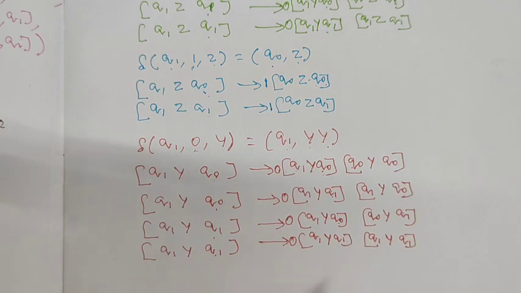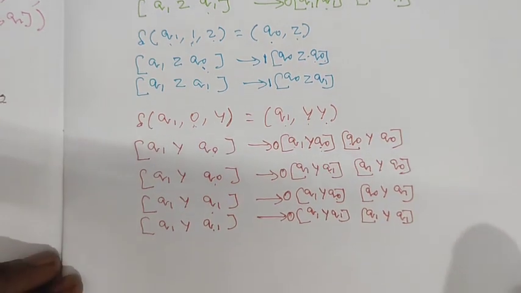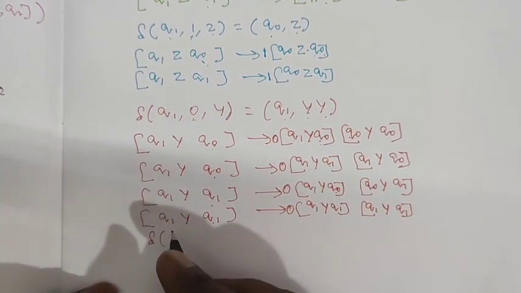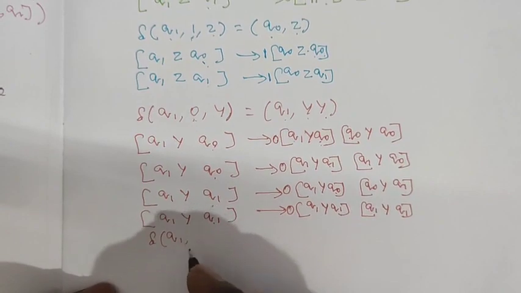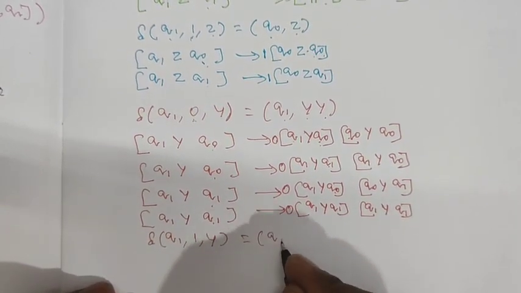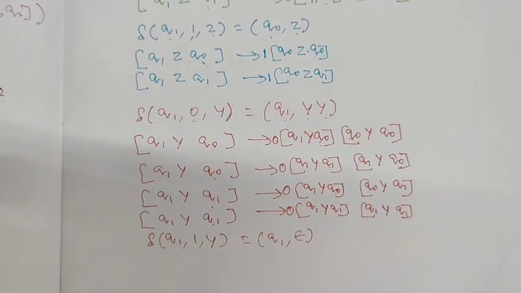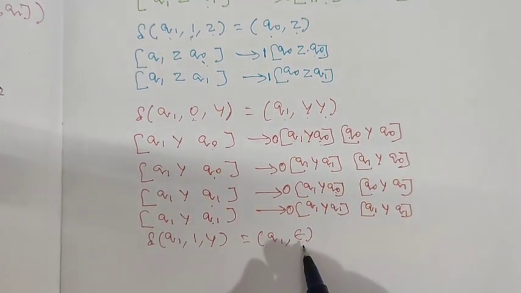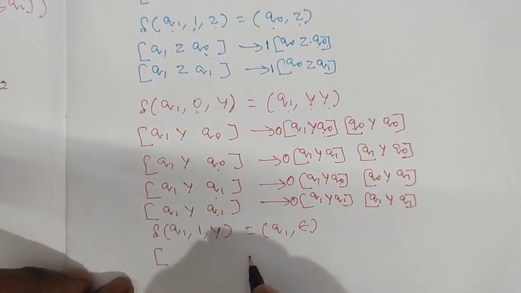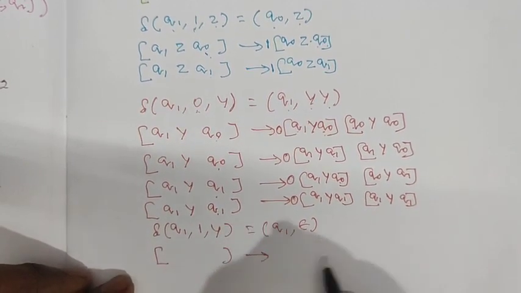Now we'll go and write the last production. What is the last production? Here the last production is delta of Q1, 1, Y is equal to Q1, epsilon. Since this is an epsilon, epsilon does not hold any values. So the length of the symbol is 0. So 2 to the power of 0 is 1. So only one production is required. So we'll write one production.